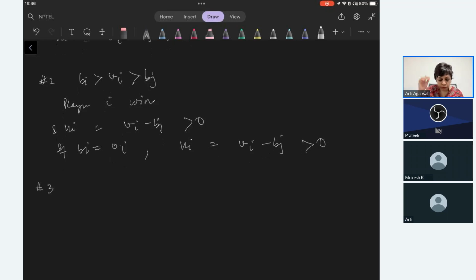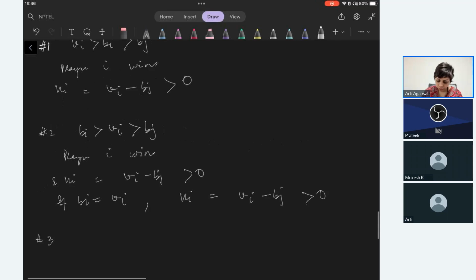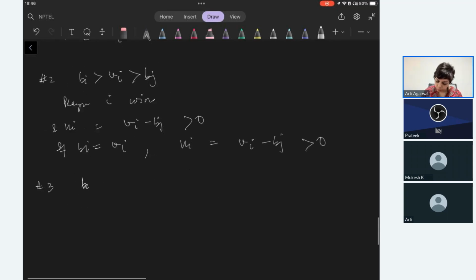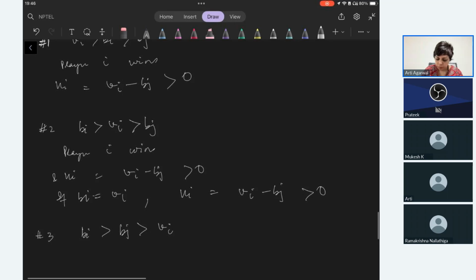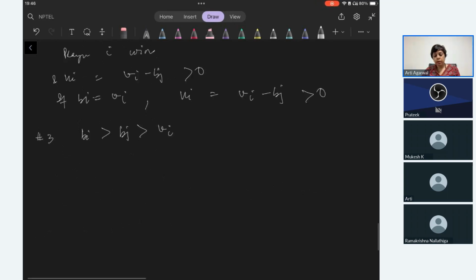And then there is the third case, where bi is greater than bj, but this is greater than vi. In this case, the bidder is winning, of course, but what is happening? After winning, he has to pay bj. So player i still wins.